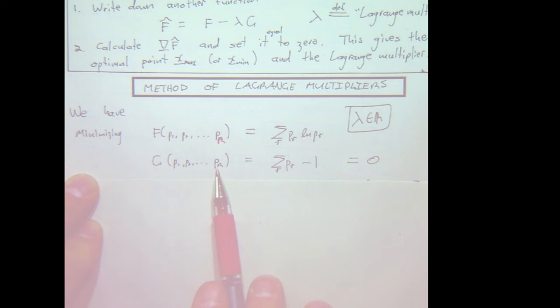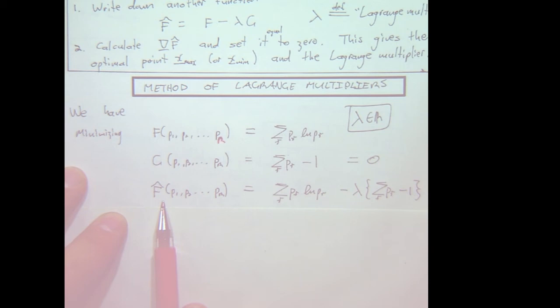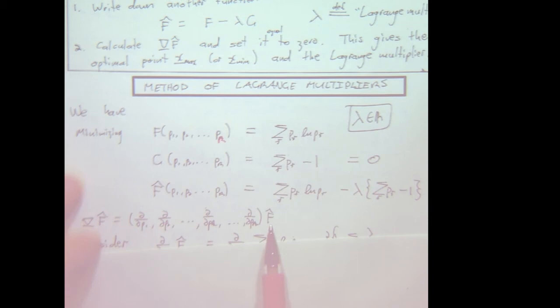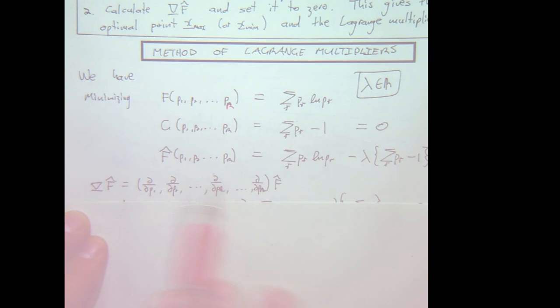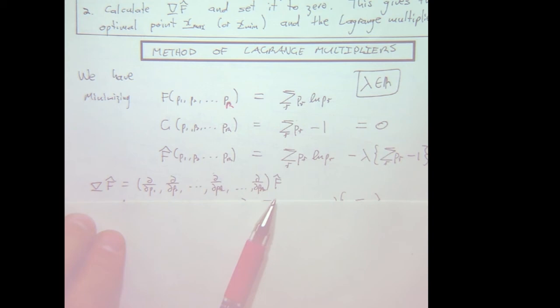Okay. Now take the gradient. Your function f hat, including the Lagrange multiplier, is your objective function minus lambda times the constraint function. Okay. And now you take the gradient. Now the gradient in this case means, in vector notation, d by dp1 up to d by dpR acting on f hat. Okay. Now, what do you think is going to happen here? Have a look at this, and what do you think is going to happen? What is the simplification? Why is it that this is extremely simple? Because there are no cross terms.